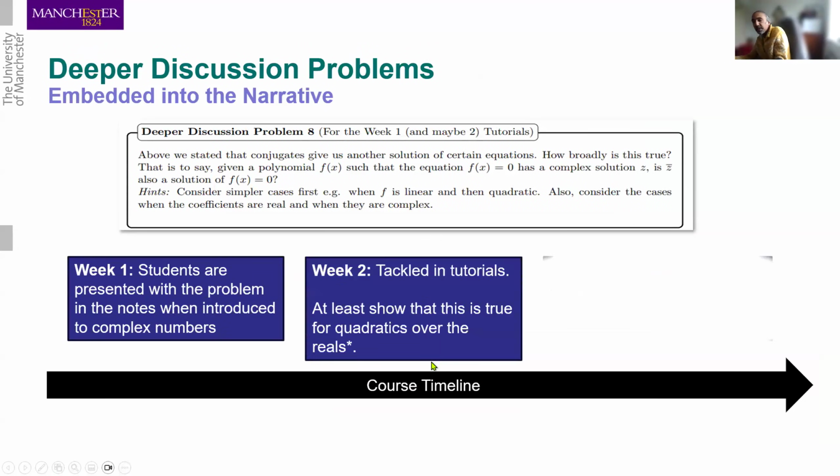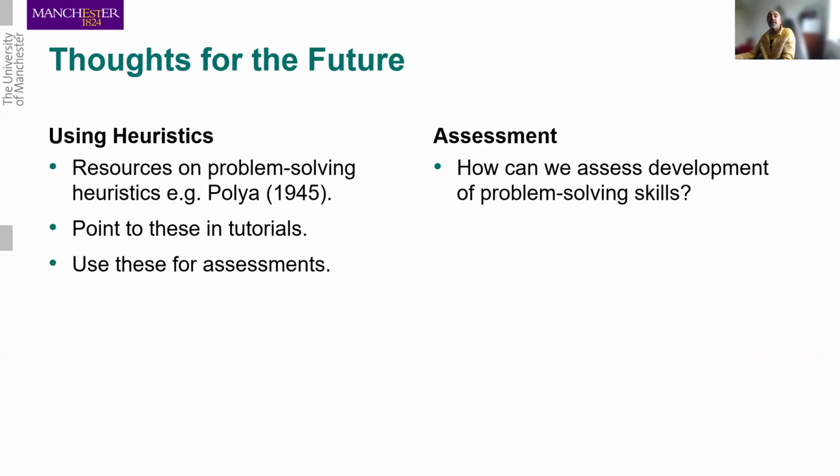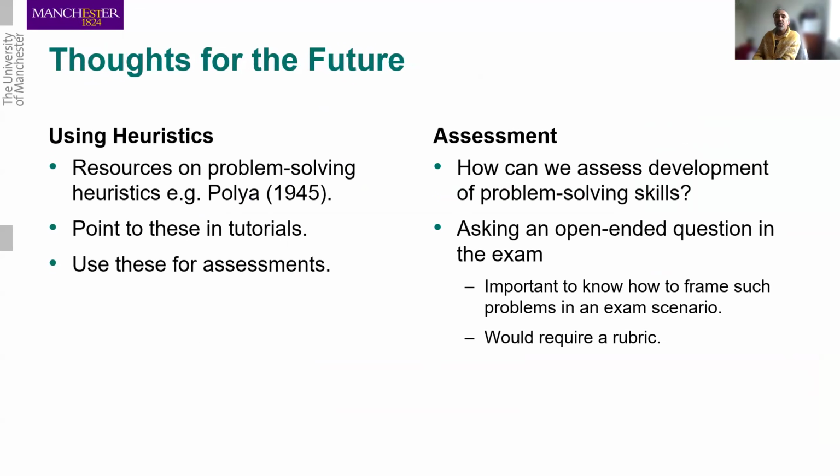Okay, so let me finish this off. I will just put up this slide, in fact, for future thoughts. So moving into the future, thinking about using heuristics, such as Polya's heuristics, in an explicit manner, as mentioned on the slides, and then thinking about how we can assess these skills, seeing as they're a core part of the course. I do this to an extent already, but I think it can be made more targeted, let's say. Okay, let me finish there.